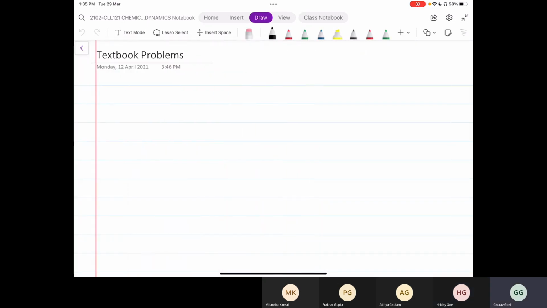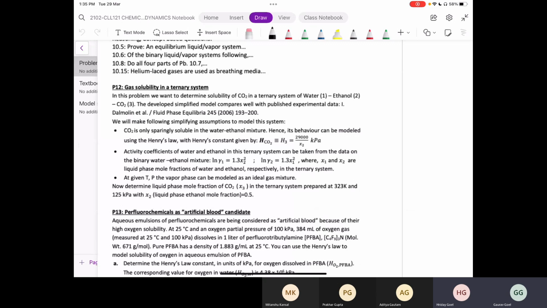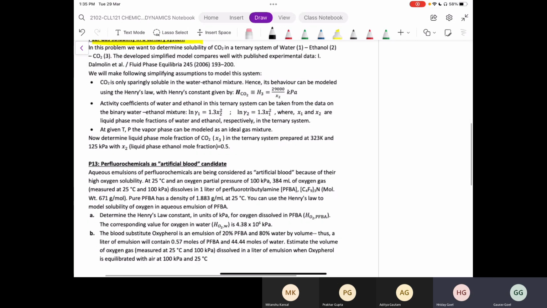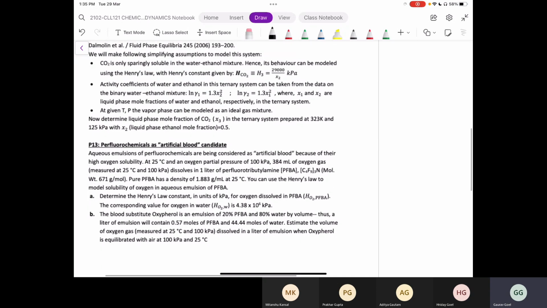Okay, so problem sheet 7, let's just take up one problem. P12 is easy. I will let you guys do it. It's quite straightforward. Let's discuss P13. You can read the problem statement. Take a couple of minutes, read the problem statement.